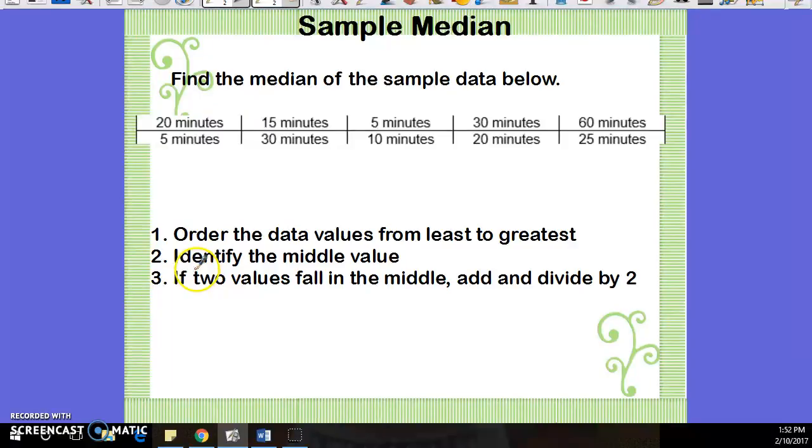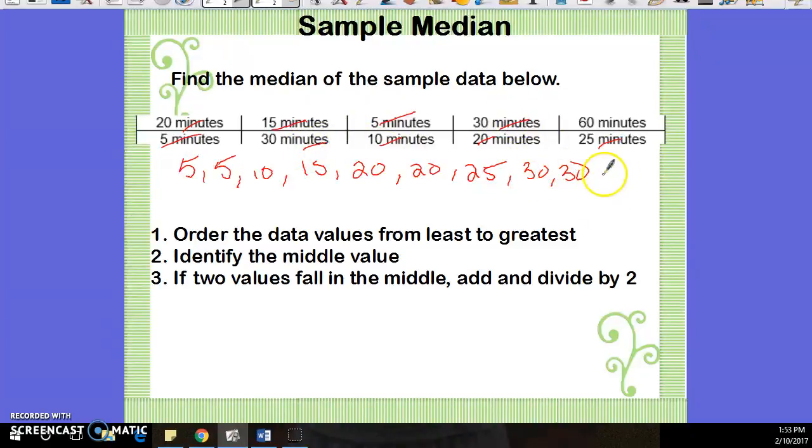All right, so find the median of the sample from the data below. So this is to find the sample median. These are your steps. You're going to order the data values from least to greatest. So we'll start with 5. And you have to include all of them, even if they repeat. Alright, these are all of our values.